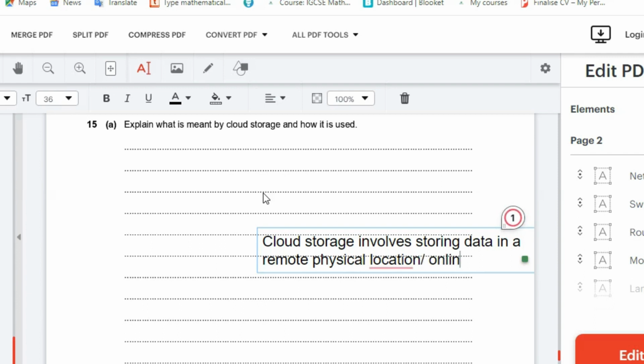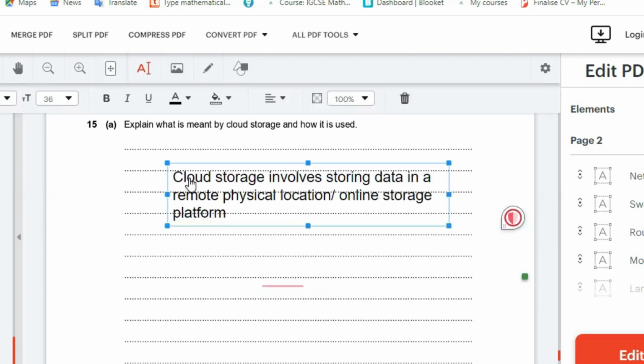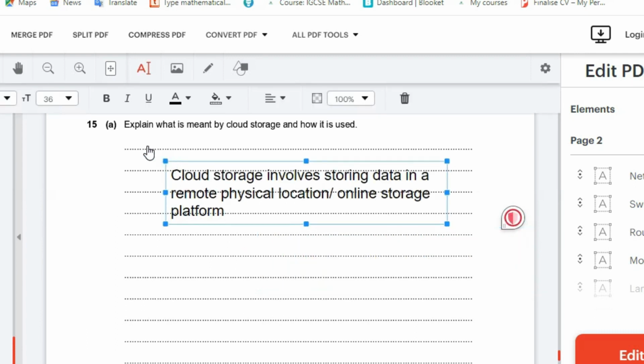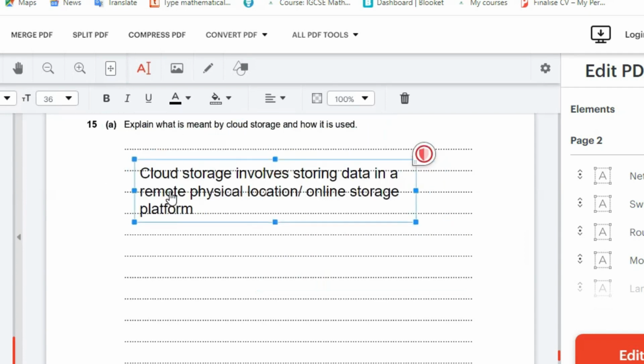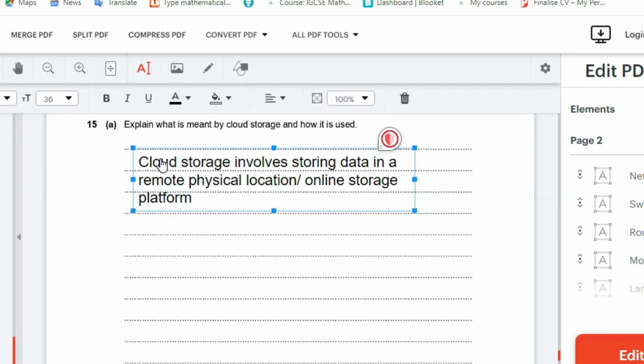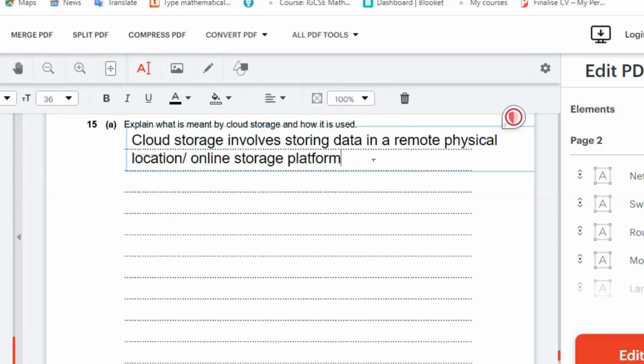Online storage platform. All right. So this is the definition of cloud storage. Then let's look at how it is used now.